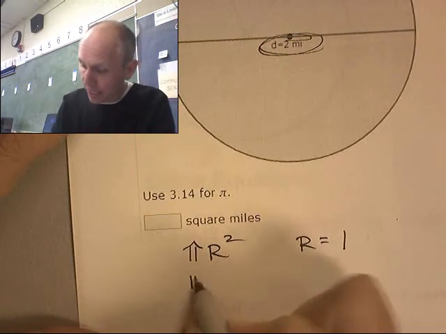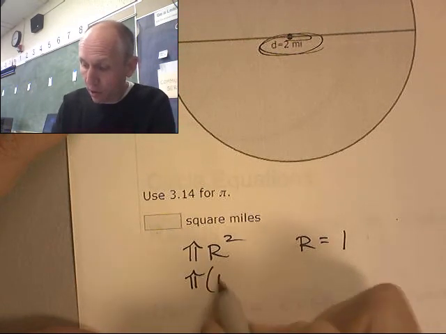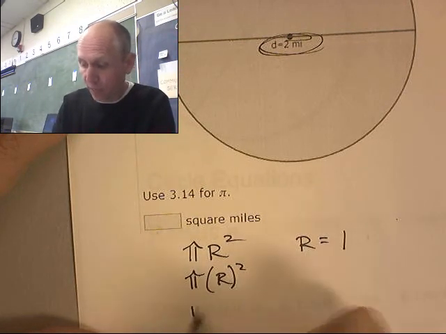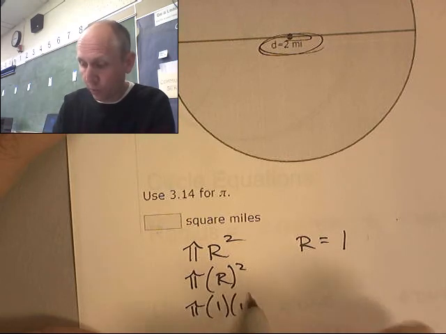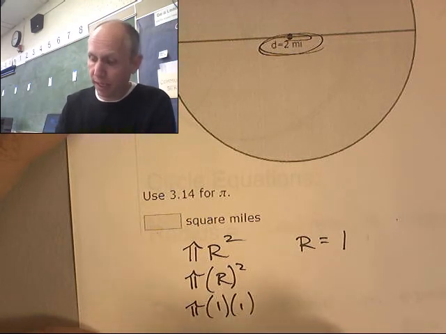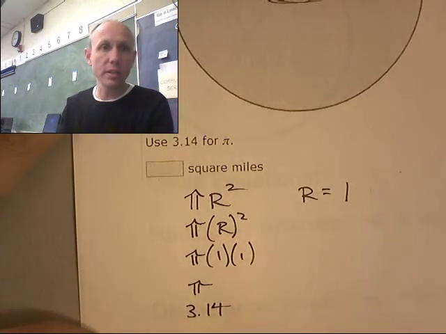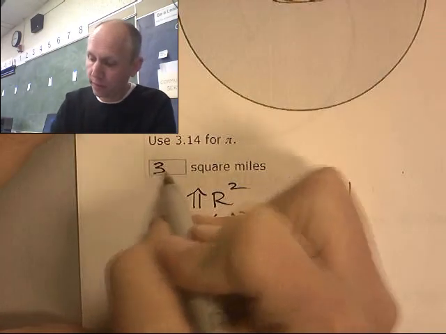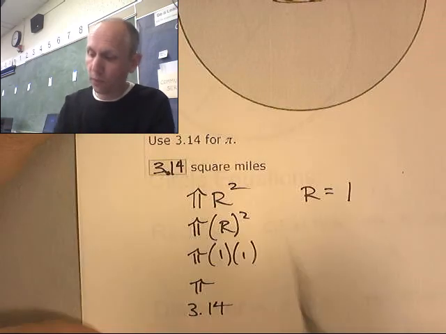This is pi r squared, which is pi times 1, which is just pi, which is 3.14. There you go, 3.14 square miles.